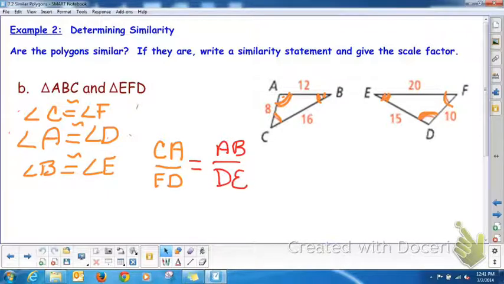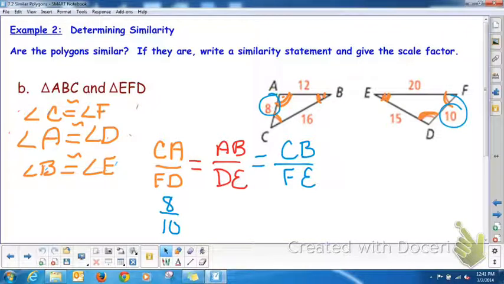And is that equal to CB over FE? So let's plug in the numbers and see if it works. CA is 8, FD is 10. 8 and 10. Is it equal to 12, which is AB, over DE, which is 15?